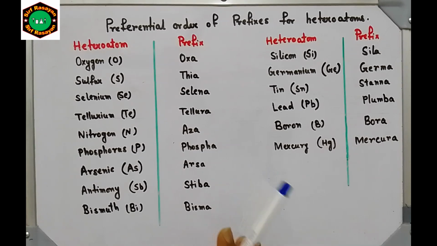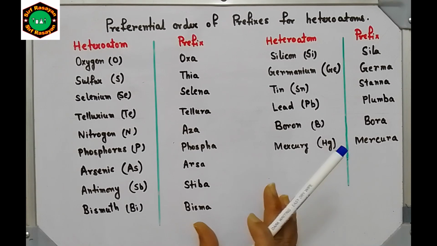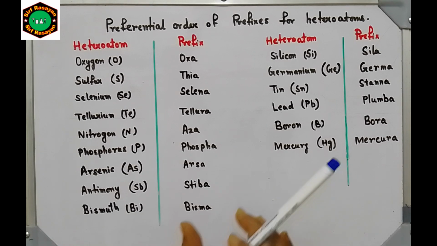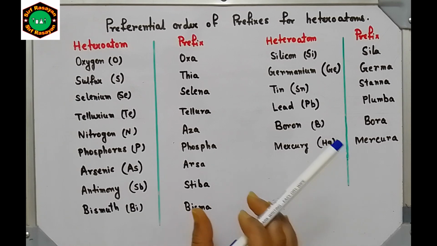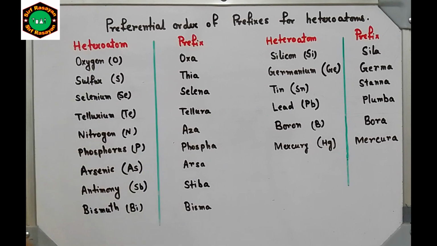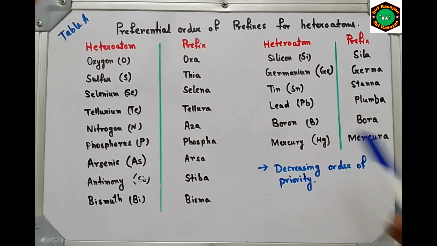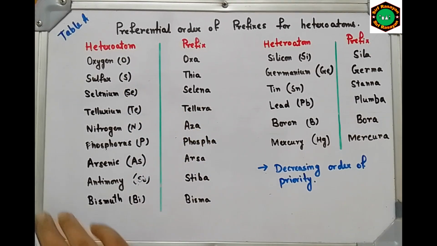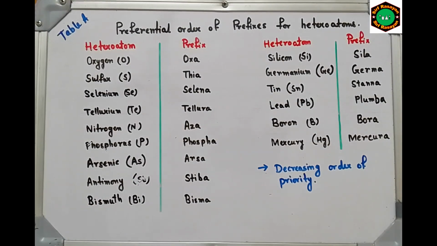Preferential order means, suppose in your heterocyclic compound both oxygen and sulfur atoms are present, then when you write the IUPAC name, for the prefix first you have to mention oxygen and then sulfur. So this is the decreasing order of priority of heteroatoms. You can write this as table A.